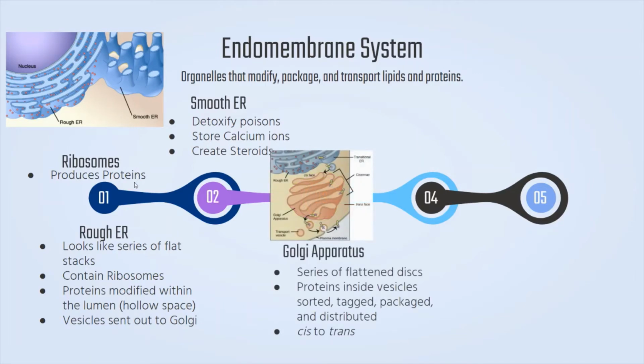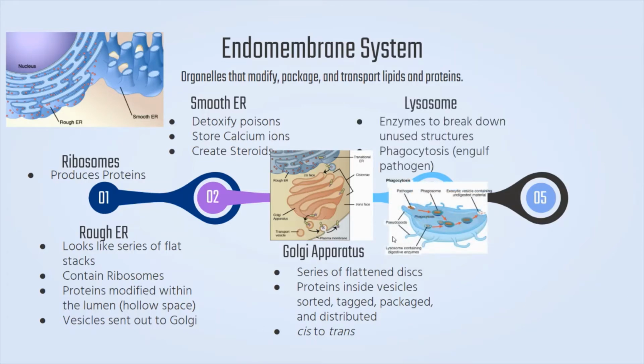So after the vesicles are packaged and sent to the Golgi from the rough ER, the proteins inside these vesicles will be sorted, tagged, packaged, and distributed. So you can see that the Golgi apparatus is a series of flattened discs as well, similar to the rough ER. And the Golgi apparatus has a cis and a trans side. So basically, it will travel first from the ER, and this vesicle will first go to the cis face. And as it goes down, it will go down to the trans.